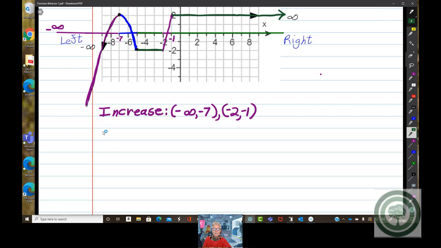Now, decreasing. Where is the decreasing occurring? Well, it'd be nice if I got it to be the right color. Decreasing. I guess I should just say decrease, but oh well. From negative 7 to negative 5. So this part of the x-axis.